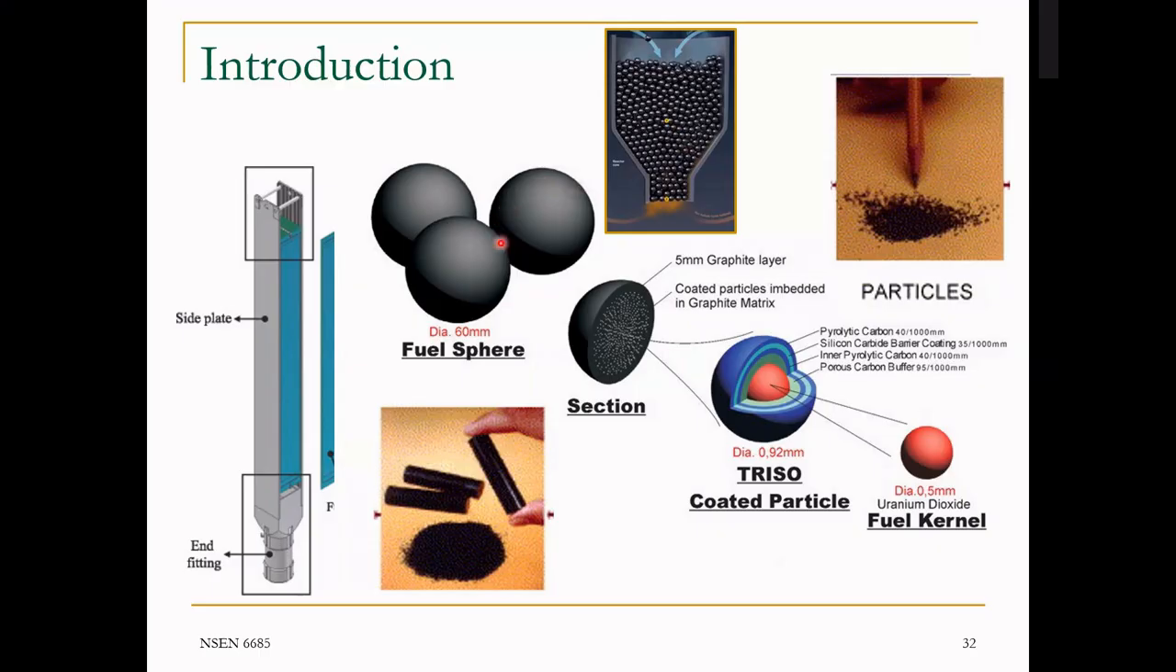So what's the construction of that 60 millimeter diameter sphere? As I mentioned, it's mainly made of ceramic material. You see that there is a graphite layer with 5 millimeter thickness here.